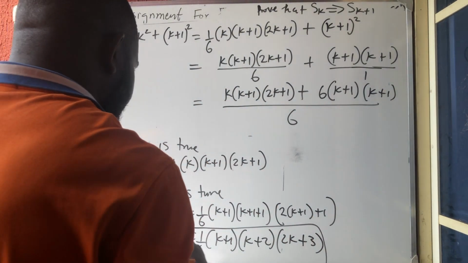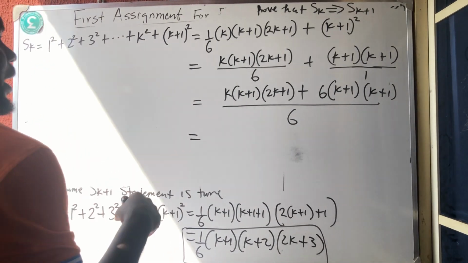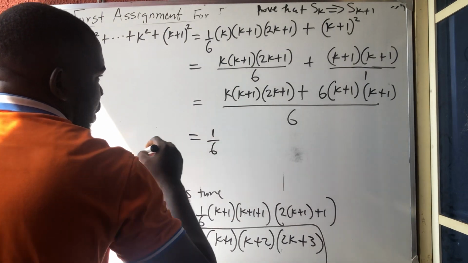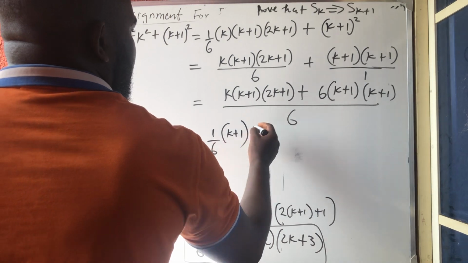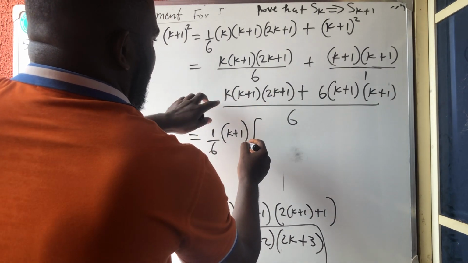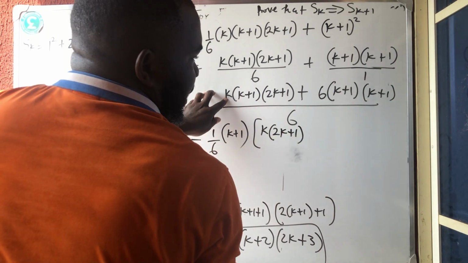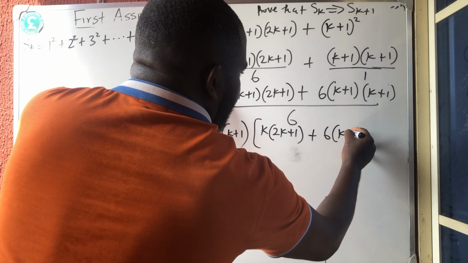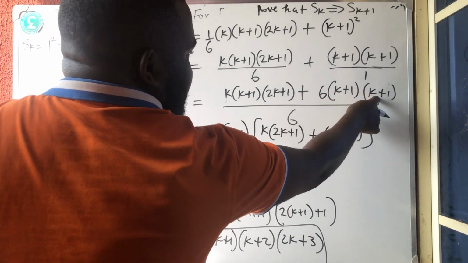So now I'm going to have that this is equal to, now let us factorize. All of them have 1 over 6 in common, so I brought out that 1 over 6. All of them have k plus 1 in common, I brought out k plus 1. So what is remaining on this side is simply k in bracket of 2k plus 1. Plus, what is remaining here is 6 with 1 of the k plus 1, because I brought one of them out.